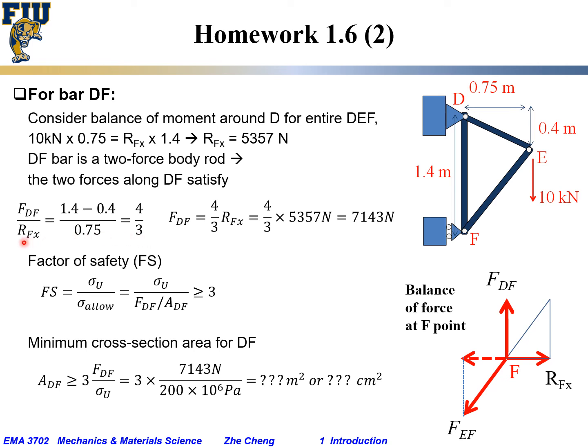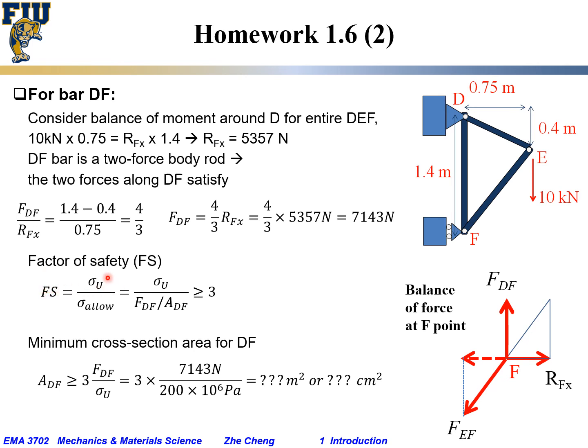So if we know RFX is 5357, we can know that FDF would be 4/3 times this RFX, and it ends up to be 7,143 Newton for FDF. For FDF, the net force here would be 7,143. So we want the safety factor to be at least 3, or greater than 3.